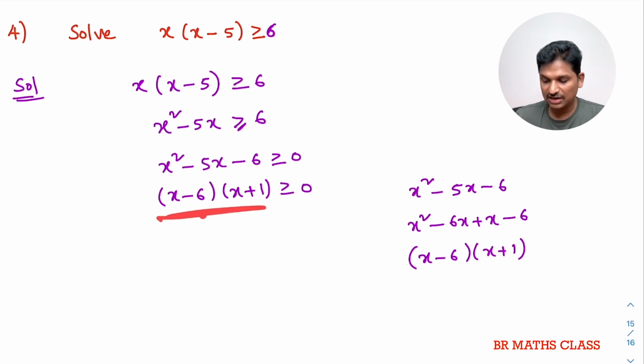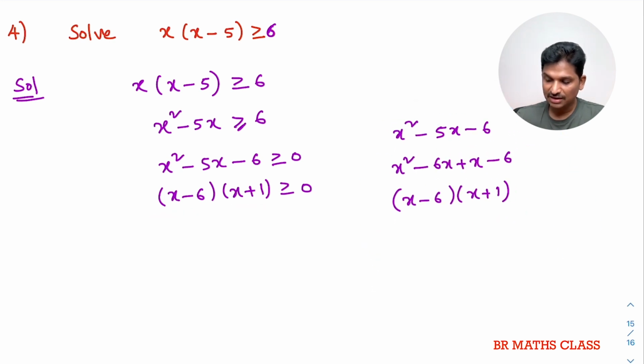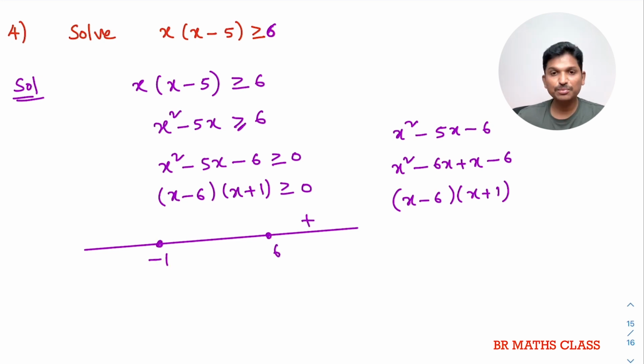Now you see we got that general form like x minus a into x minus b. From this you can do it very easily, right? How will you simplify further? Equate this to 0, you will get x equal to 6. Equate this to 0, you will get x equal to minus 1. Mark them on the number line: one is minus 1, another one is 6. In the rightmost corner you write plus and then alternate symbols. Greater than or equal to 0 means you need to look for the positive sign, correct?